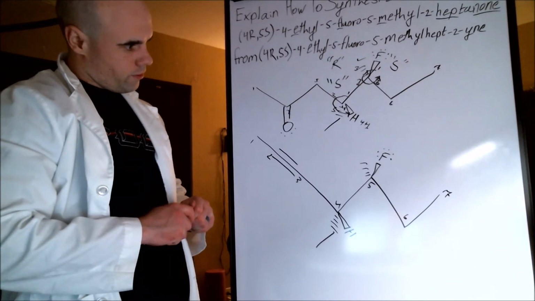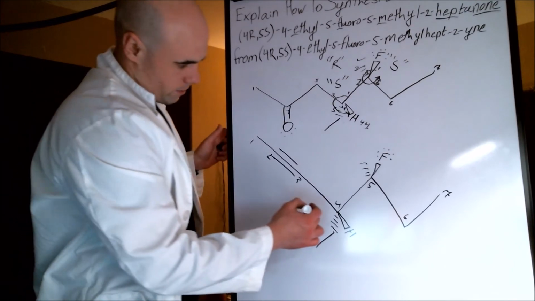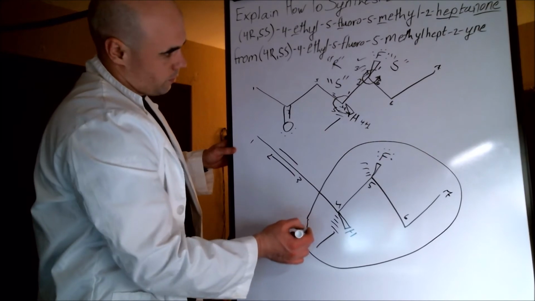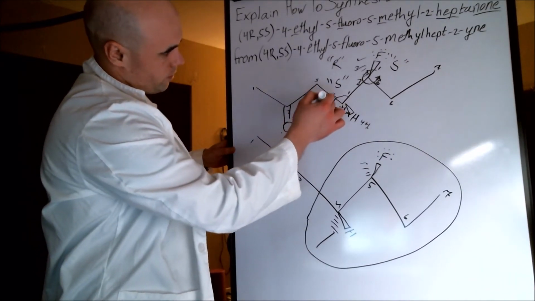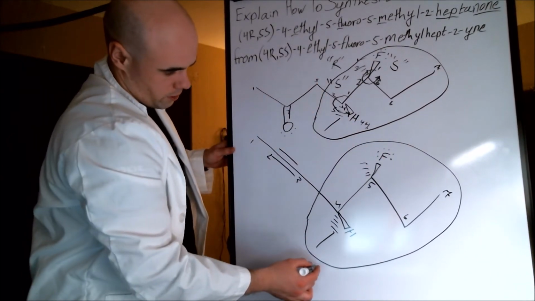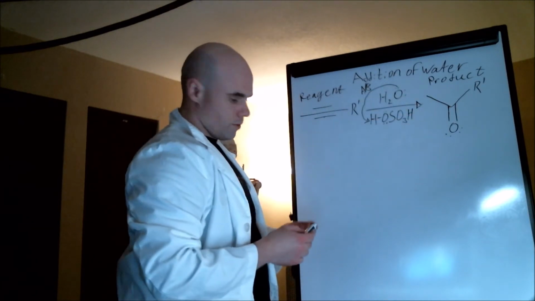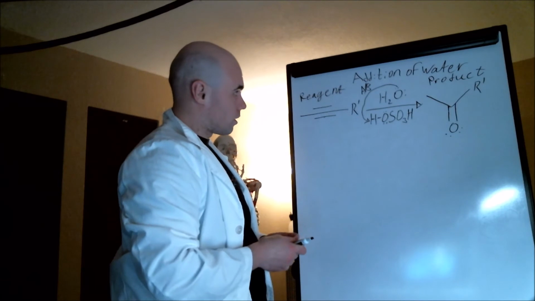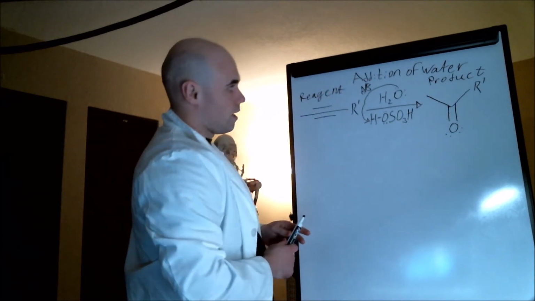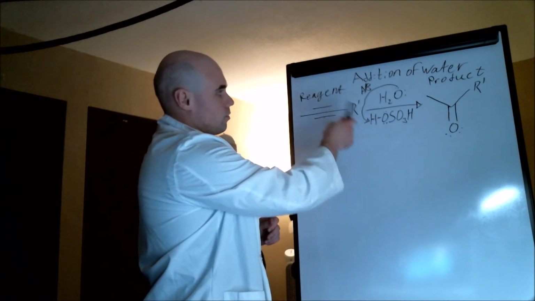Because the reaction we need to do requires a lot of space, to save space and time, I'm just going to take this whole thing here, boom, which is the same as this whole thing here, right? And I'm going to name it R prime. Alkyne is our reagent, ketone is our product. The reaction we need to undergo to achieve our product is the addition of water reaction. That reaction will occur if you add water and sulfuric acid to the solution with our reagent.